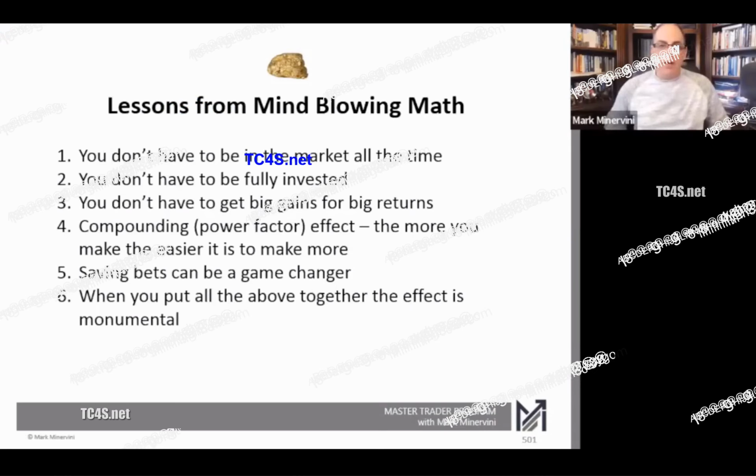So compounding, you want to take advantage of compounding, but you have to realize that compounding works against you too. So you always have to be cutting off that downside relative to upside, and always getting odds on your money. Always get odds on your money. Saving bets, major game changer.